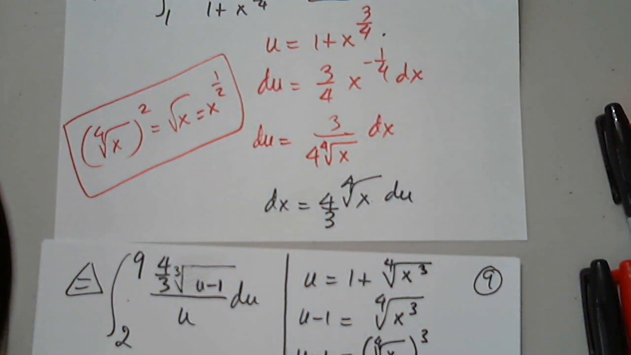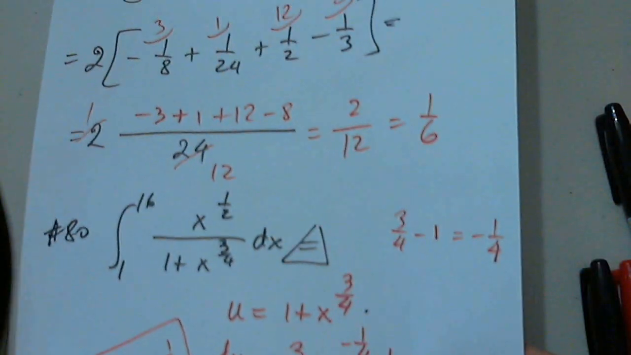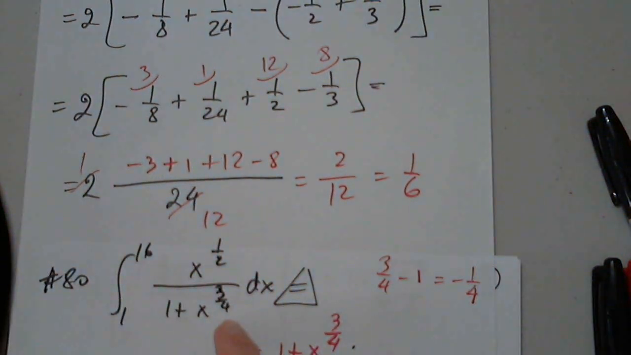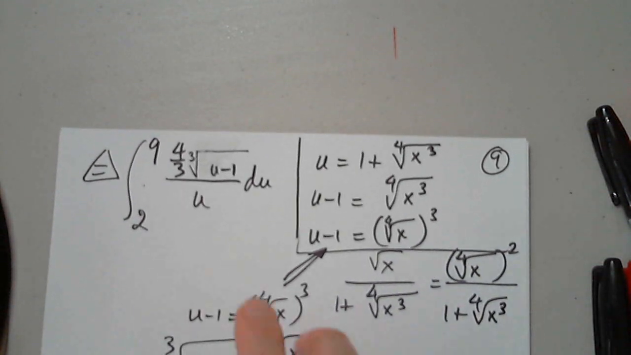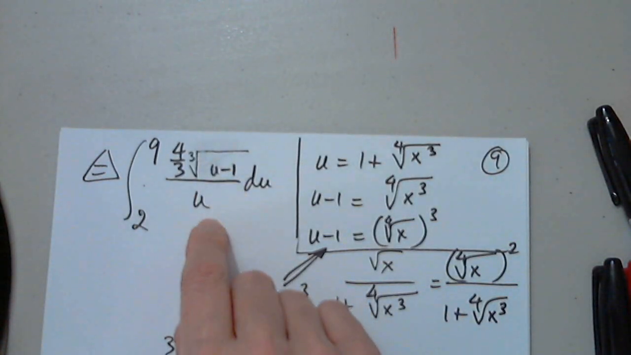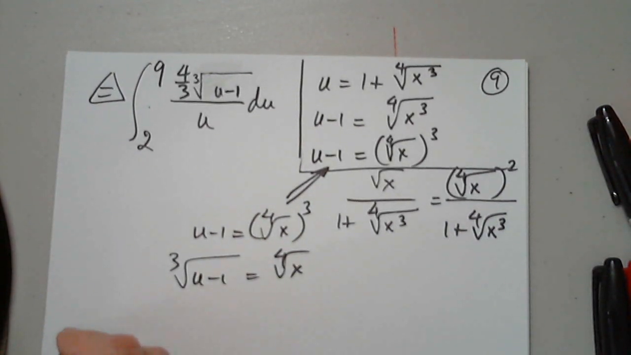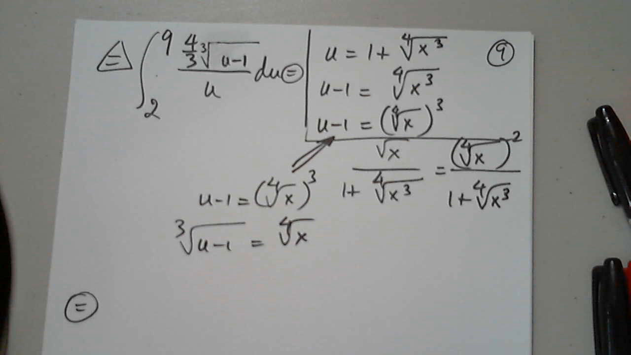Any questions so far? Because this is not done, of course. So we only managed to change everything from x. And this is more difficult because it has two terms in the denominator. And this is hopefully easier because we have the cube root of u minus 1 over u. And I'm still thinking that I should have simplified here somehow. I think that that is a better deal.